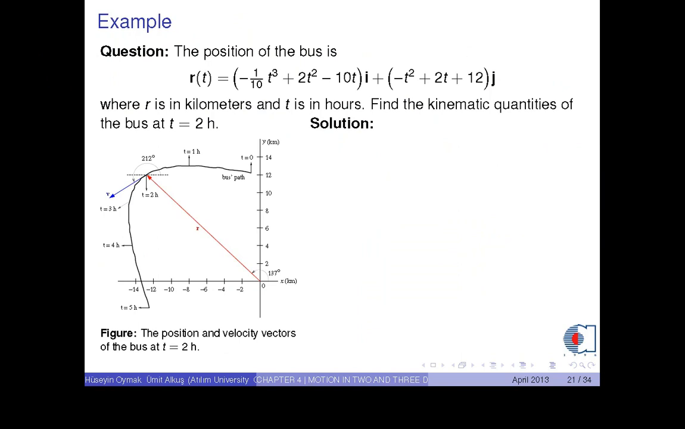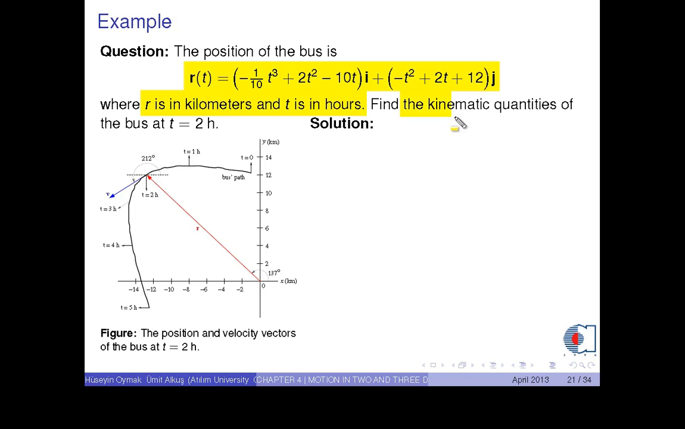The position of a bus of old days around the high mountain, which is shown in this figure, could be approximated by r(t) = (-1/10 t^3 + 2t^2 - 10t) i + (-t^2 + 2t + 12) j, where r is in kilometers and t is in hours.